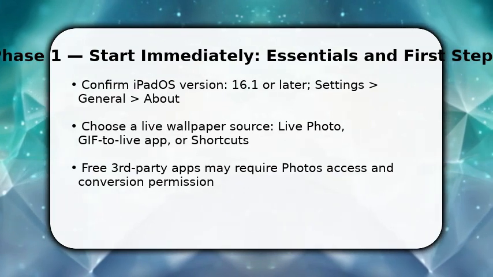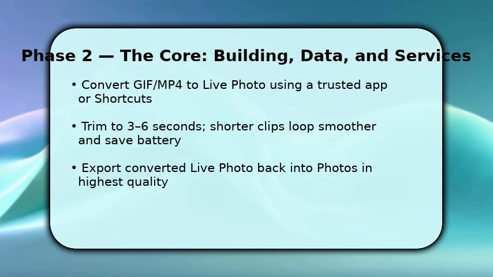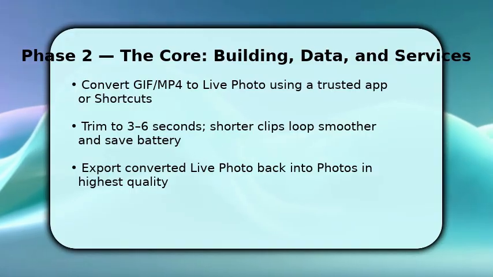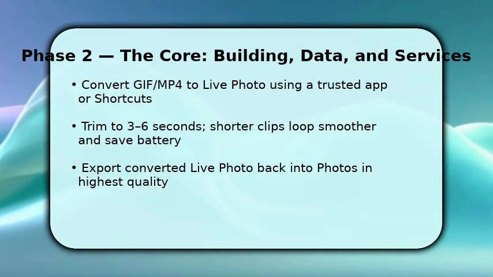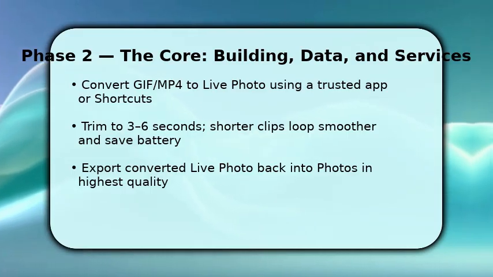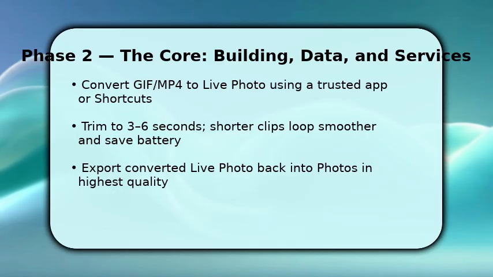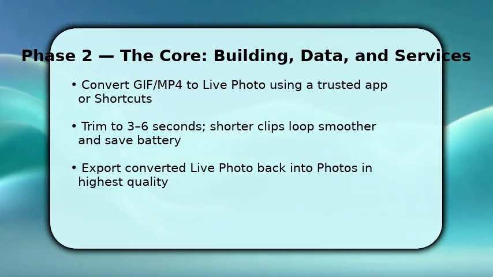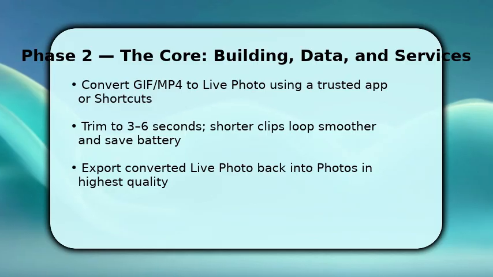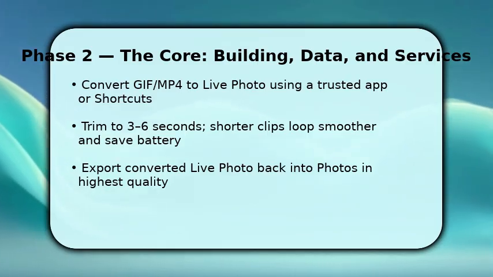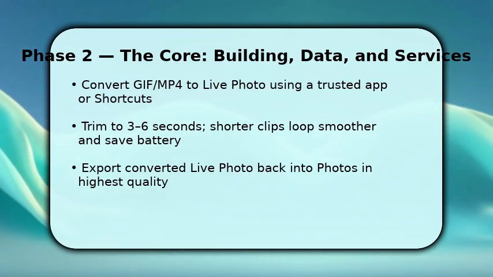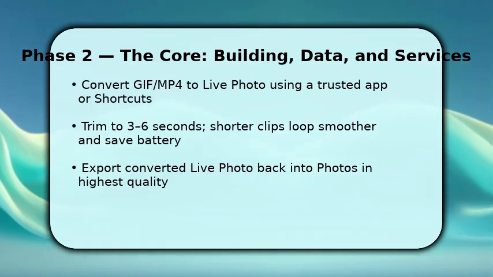Now you convert and trim so the animation behaves well. Use a converter app or a shortcuts automation to make a live photo from GIF or MP4. You do this because iPad only recognizes live photos for animated wallpapers. Trim the clip to 3 to 6 seconds so it loops cleanly and uses less power. Once converted, export that live photo to Photos in maximum quality. You'll need it accessible in Photos to set it.